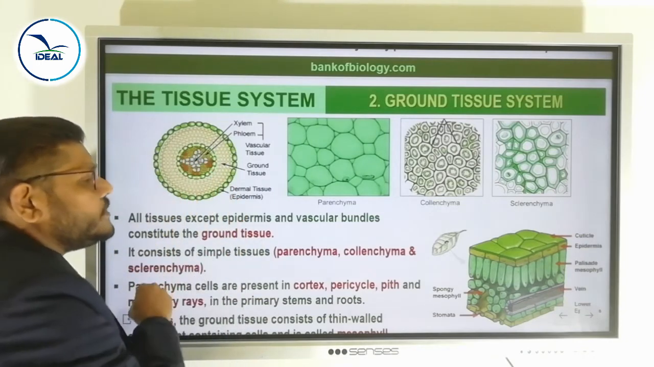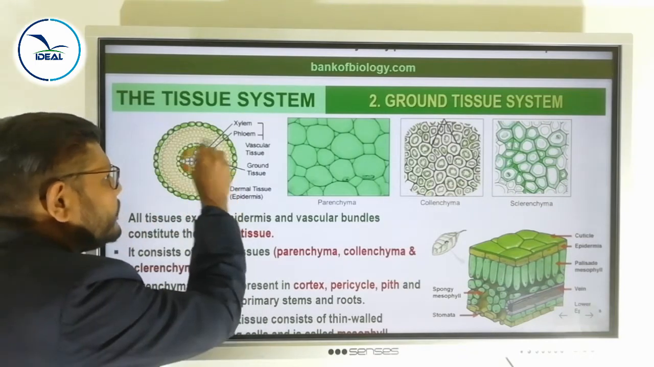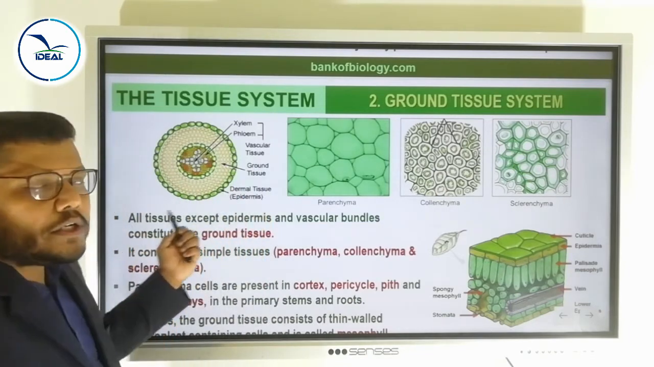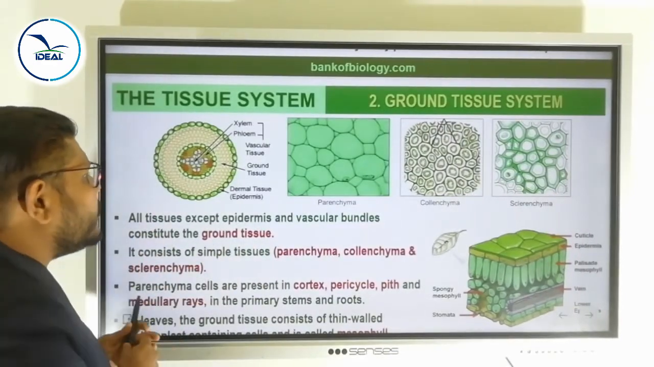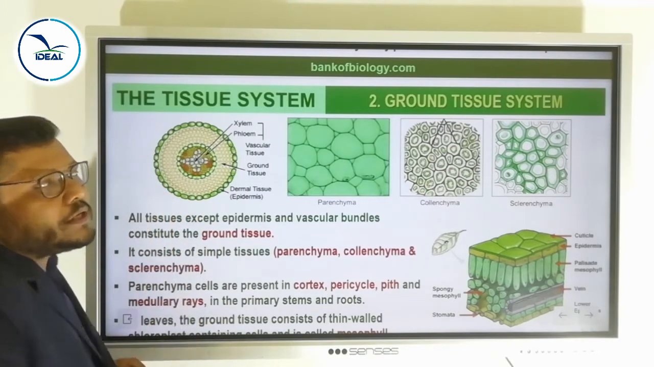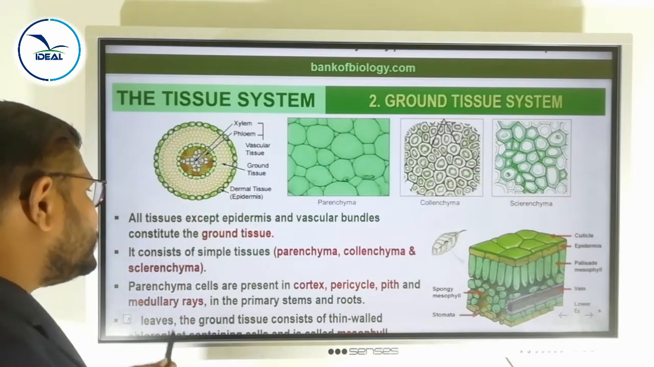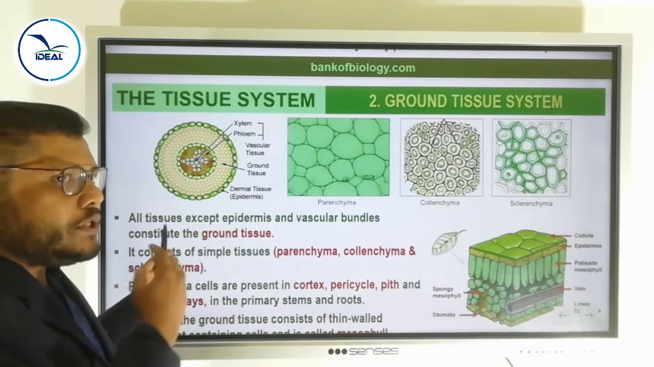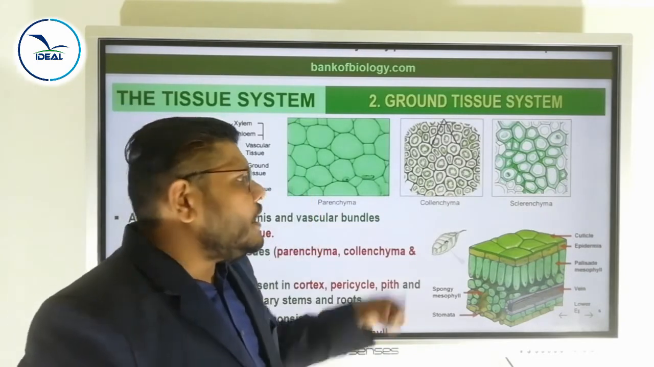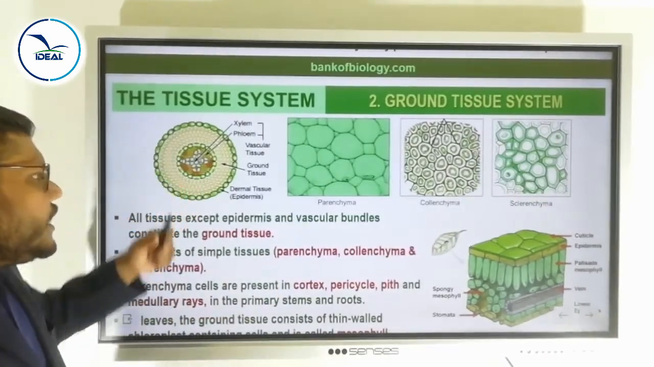Within that ground tissue system, which type of tissue system is present? Vascular tissue systems are present. All together we call it the plant tissue system. So the ground tissue system means all tissues except epidermis and vascular bundle; the dermal tissue does not come under that category, and the vascular tissue also does not. Other tissues we call the ground tissue system. It consists of simple permanent tissues, that is parenchyma, collenchyma or sclerenchyma. These are the tissues we can see in the ground tissue system.